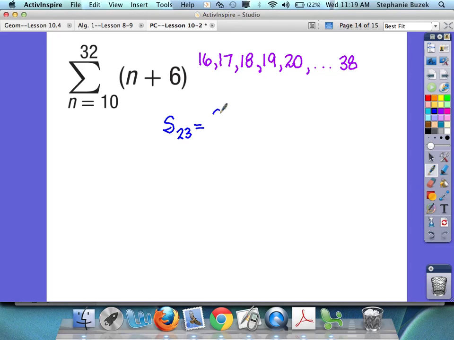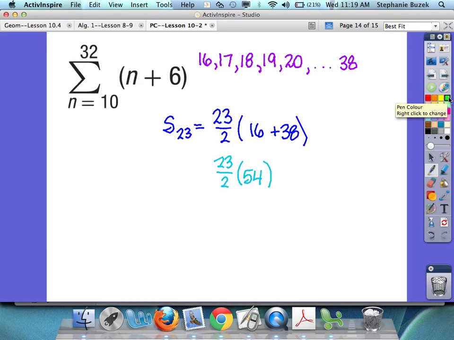So the number of pairs will be 23 divided by 2. And then I have first plus last. Let's go ahead and calculate that. So 23 divided by 2, 16 plus 38 is 54. So what do you get? There you go. That's your sum.